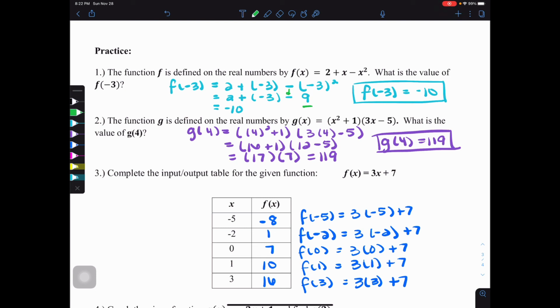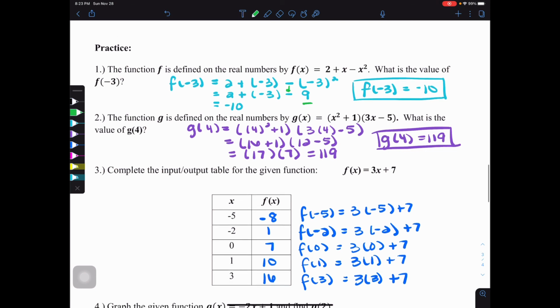For number 2, g of x was x squared plus 1 in parentheses times 3x minus 5 in parentheses. What is the value of g of 4? So again, wherever there was an x, I replaced it with a 4. I again followed my order of operations and worked inside the parentheses first. Within the parentheses, I made sure to follow the order of operations. So 4 squared, in the second set of parentheses, that would be 3 times 4. Then I simplified using my addition or subtraction, and then did multiplication as my last step. So g of 4 actually equals 119.